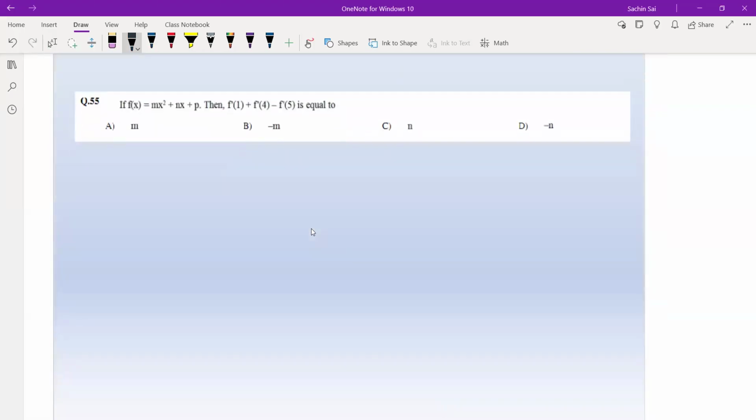Question 55, f of x is given. You have to find the derivative at 1, derivative at 4, derivative at 5, and then substitute them into this expression. So quite an easy question here. What is f dash x? F dash x is 2mx plus n. So you can just substitute x equals 1, x equals 4, x equals 5, and then calculate this quantity that has been used.